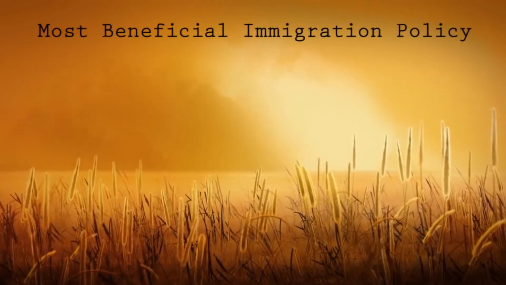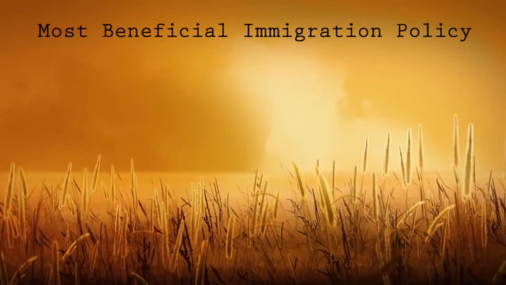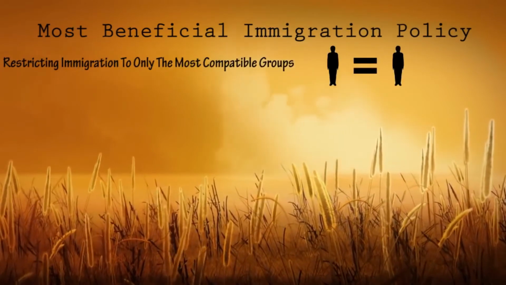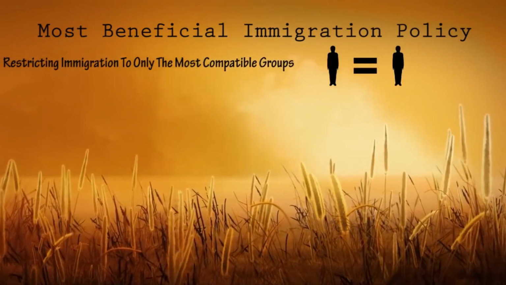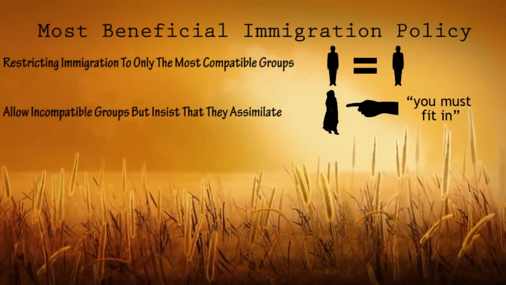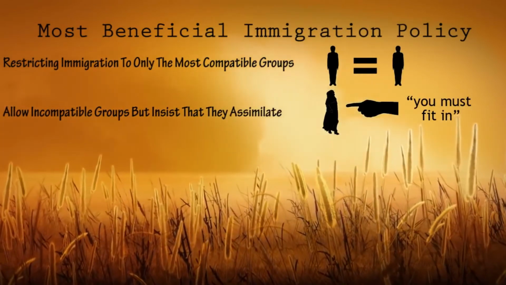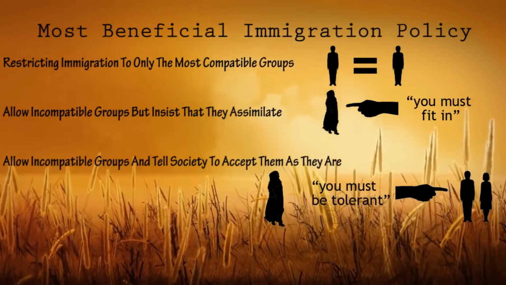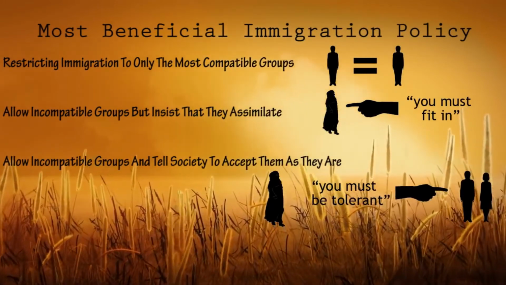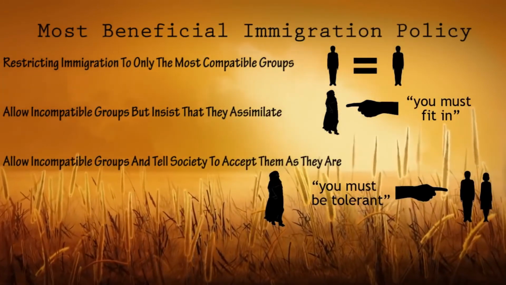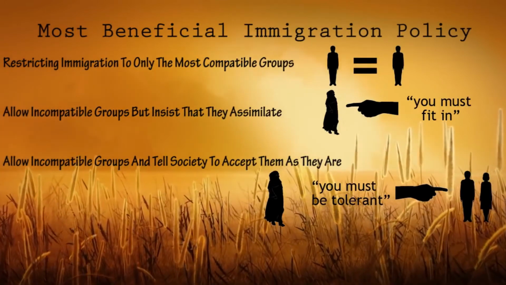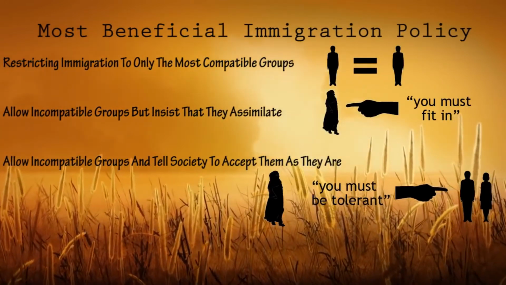So which policy do you think is the most beneficial? A policy that restricts immigration to only the most compatible groups? A policy that allows for immigration of incompatible groups but insists that they must assimilate? Or a policy that imports incompatible cultures and tells the rest of society that they must tolerate these groups behaving in ways that run counter to the majority culture?